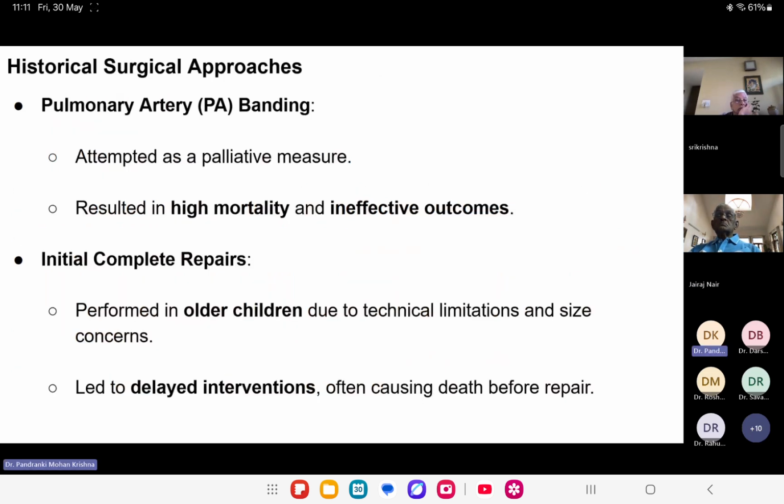Historical surgical approaches. Coming to historical surgical approaches, usually started with PA banding. As usual, for all increased pulmonary blood flow, it started with PA banding. Results in high mortality and ineffective outcomes. And then initial complete repairs were performed usually in older children due to technical limitations and size concerns. And then slowly, it led to delayed interventions, often causing death before repair.